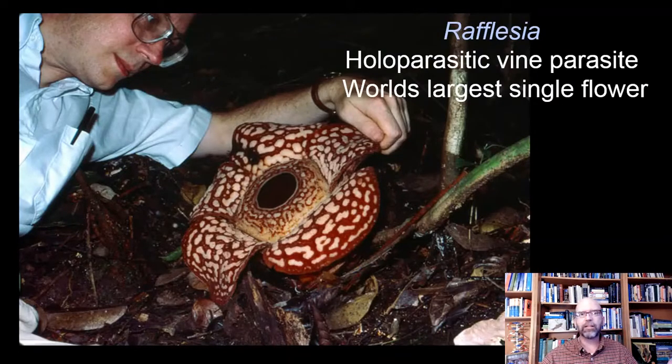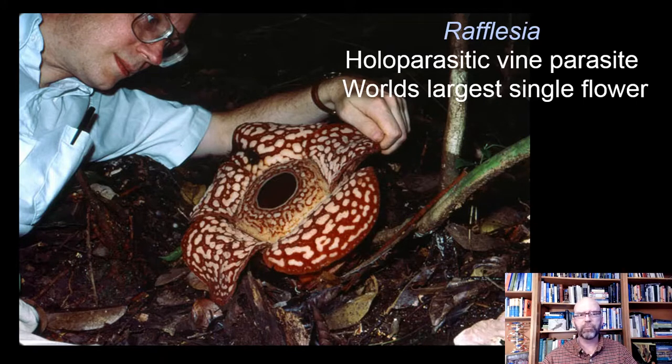All right, back to the weird ones, the holoparasites. So this is Rafflesia. This happens to be one of the holoparasitic plants that I worked on doing DNA studies back in the late 90s. And this is my postdoc advisor right here, Dan Nickrent, staring into this Rafflesia flower, which is the world's largest single flower.